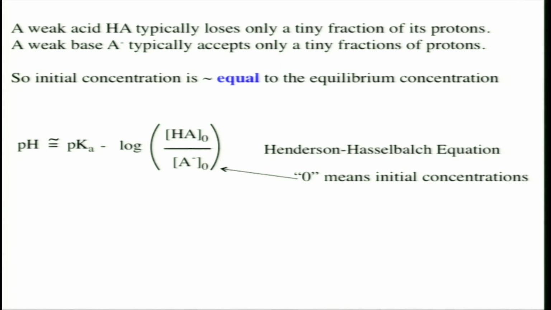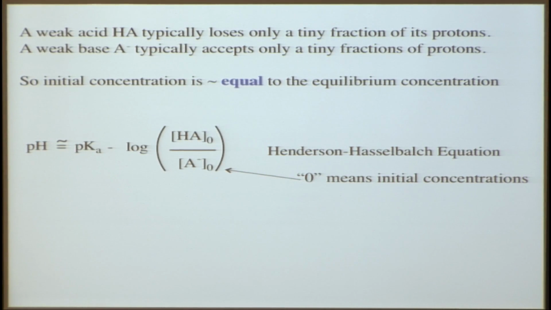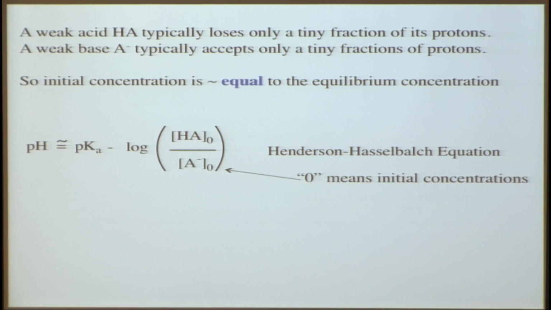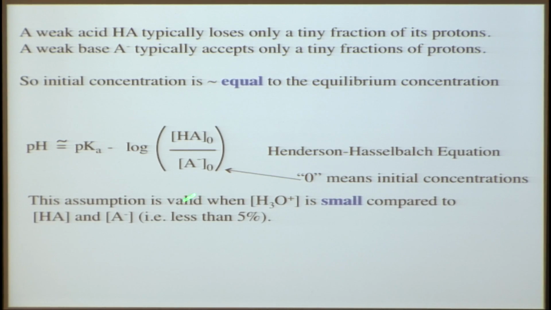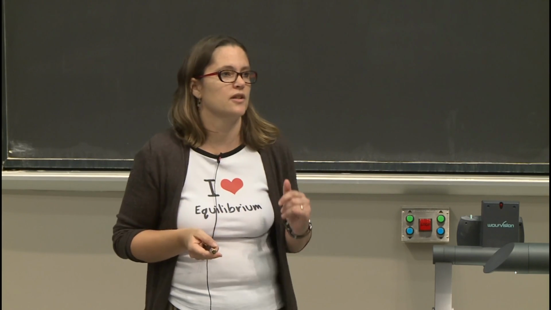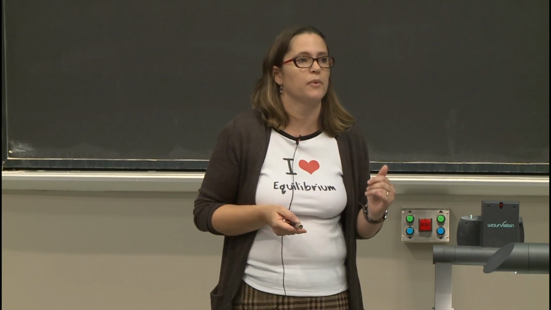And so therefore, we can say that the pH is, in fact, approximately equal to the pKa minus the log of the initial concentration of your HA over your initial concentration of A-. And this expression is known as the Henderson-Hasselbalch equation. And so this equation is only valid when your hydronium ion concentration is small compared to HA and A-, i.e. less than 5%. So this 5% rule must apply to use the Henderson-Hasselbalch equation. The Henderson-Hasselbalch equation is a great equation to use for buffer problems.